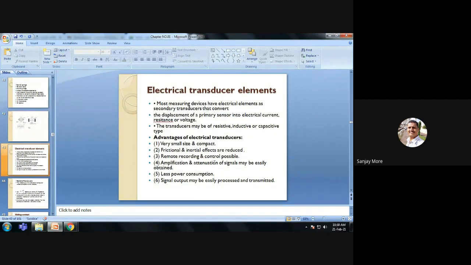Then next point is the electrical transducers. Okay, so an electrical transducer is very small in size and compact, frictional and internal effects are reduced, remote recording and control are possible. These transducers have an electric element as a secondary transducer that converts the displacement of a primary sensing element into electrical current, resistance, or voltage.